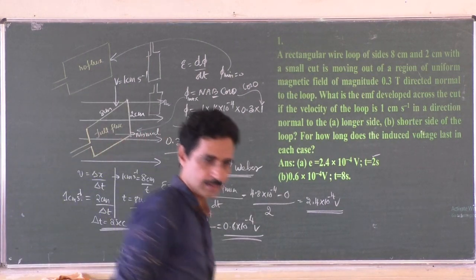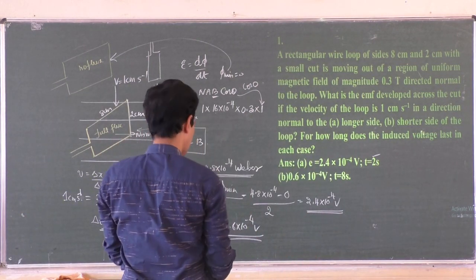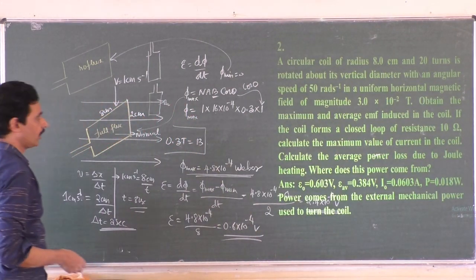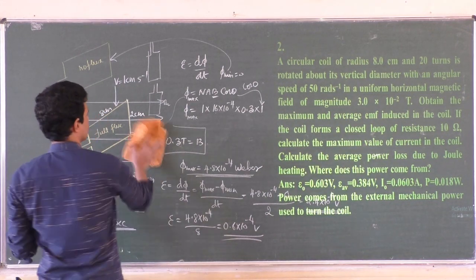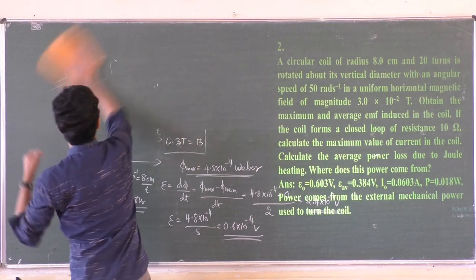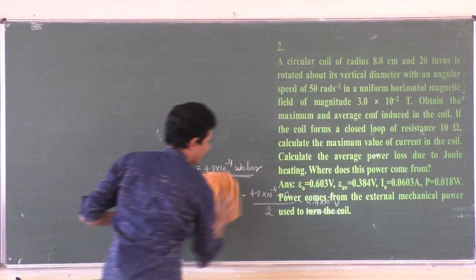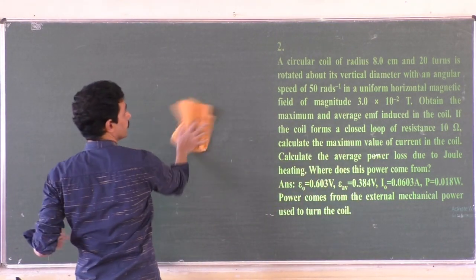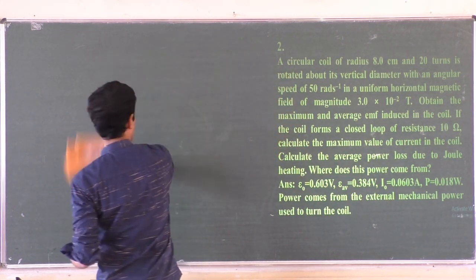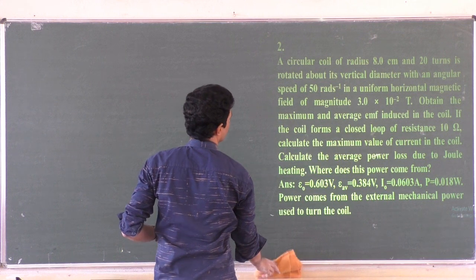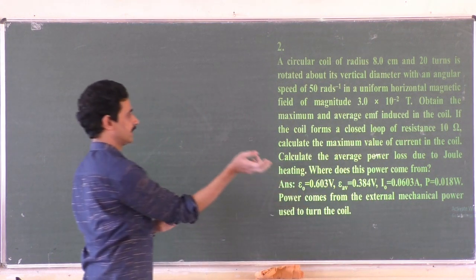Here is the second problem. A circular coil of radius 8 centimeters and 20 turns is rotated in a magnetic field, rotated with a vertical diameter with an angular speed of 50 radians per second.